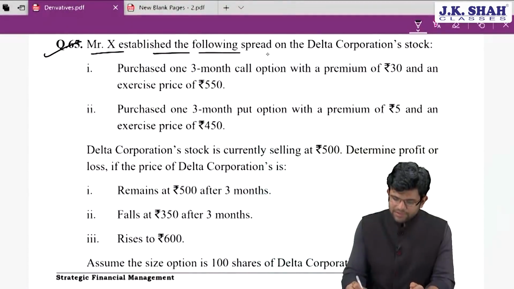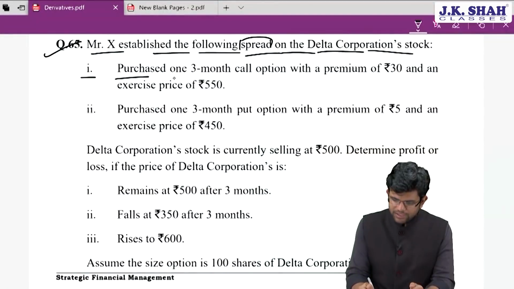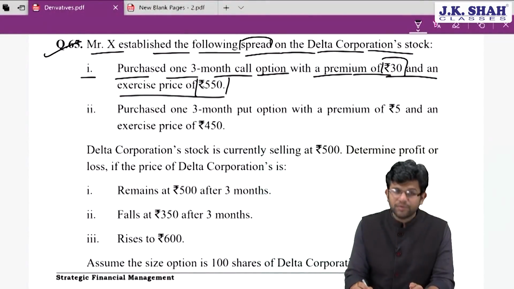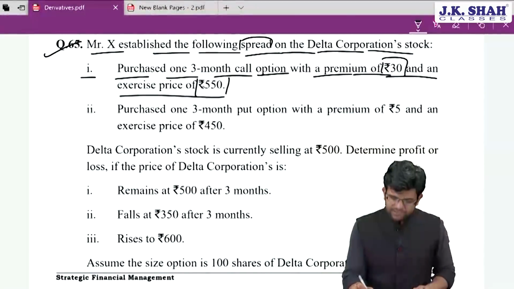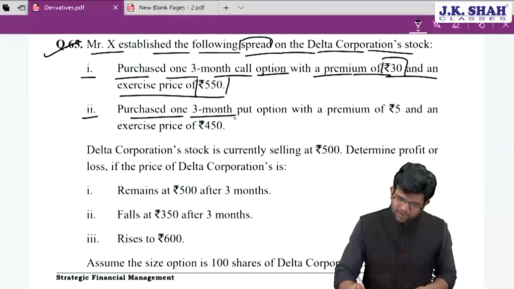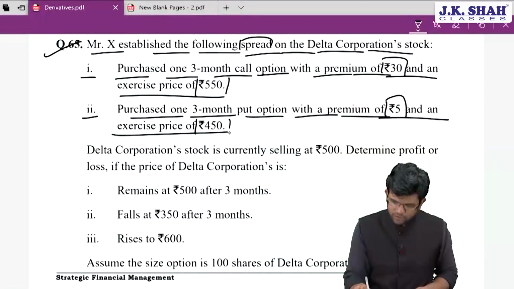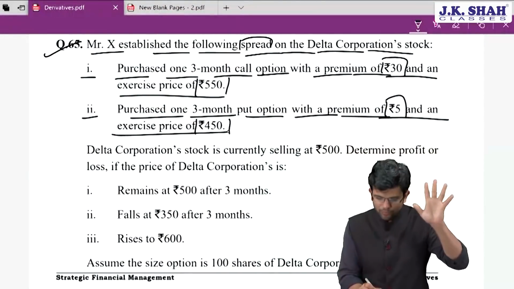Mr. X established the following spread on the Delta Corporation stock. He purchased one 3-month call option with a premium of 30 and an exercise price of 550. So they are saying that he is purchasing one 3-month call option, premium he is paying 30, strike price is 550. He's purchasing another one 3-month put option with the premium of 5 and an exercise price of 450. So he is now purchasing one call and one put, correct?